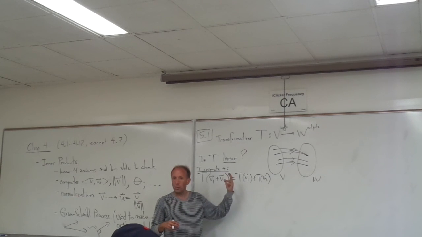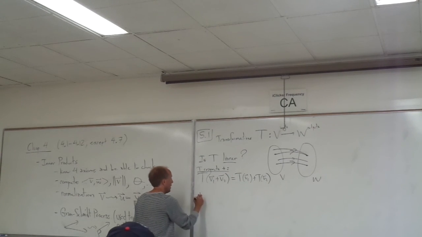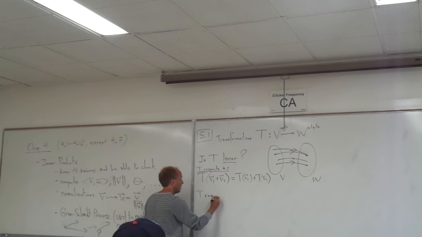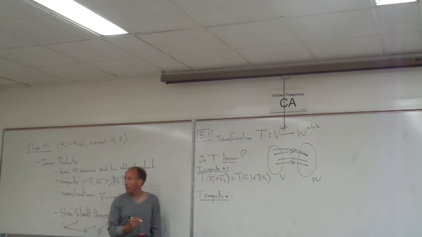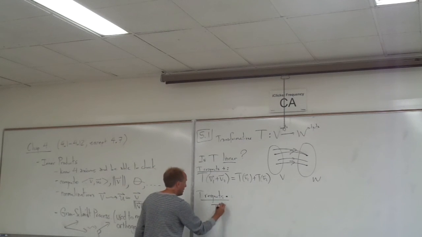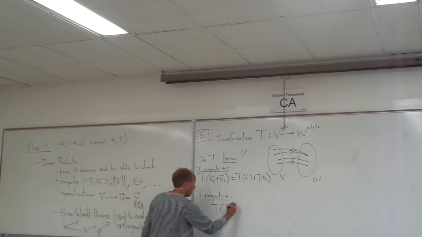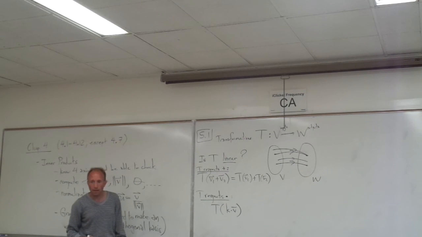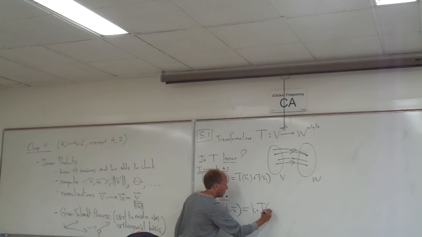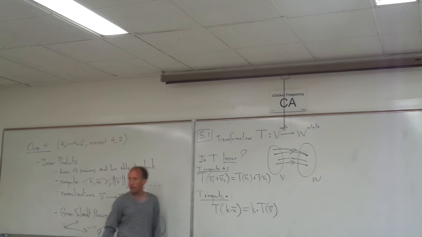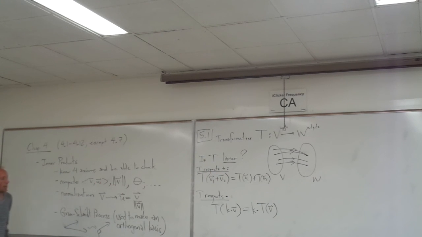So the question is, is this true? And does T respect scalar multiplication, which I write like a dot? This one would be T of K times V. K is my scalar, right? If T respects scalar multiplication, you have to be able to pull the constant K out of the transformation.